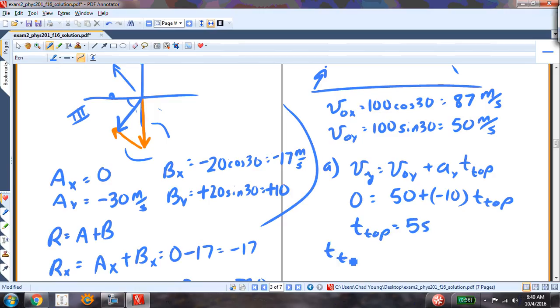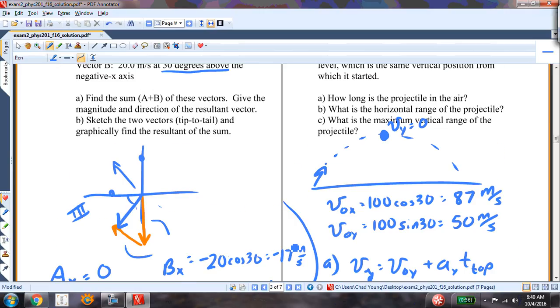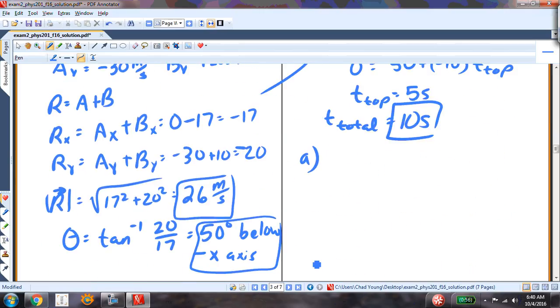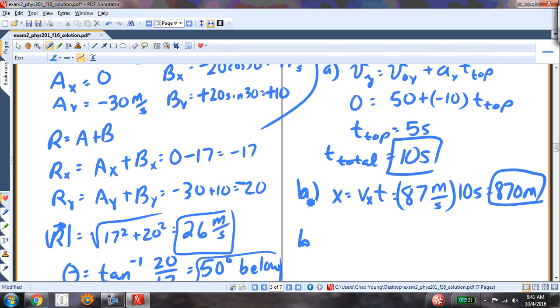So t total equals twice that, or 10 seconds. So that's the first answer for part A. Then I also want to know what is the horizontal range. Well, now that I have the time, I say x equals vx times t. Vx was 87 meters per second. That's the x component of the velocity, times 10 seconds. That's 870 meters. And then finally, let's see, this was B.